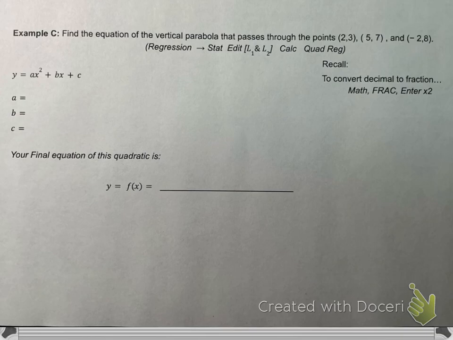Okay, example C. Find the equation of the vertical parabola that passes through the points 2, 3, 5, 7, and -2, 8.